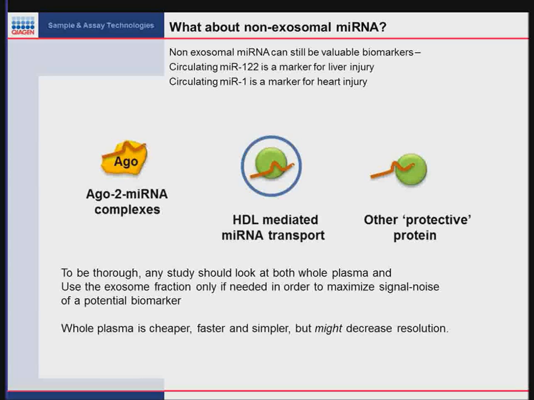So to be thorough, any study that you undertake should look at both whole plasma and also use the exosome fraction. And you may not end up using just the exosome fraction for a biomarker because whole plasma is cheaper, faster, and simpler. And we are developing an isolation kit in collaboration with Exosome Diagnostics that lets you collect both the exosome fraction and the non-exosome fraction of serum or plasma, which will let you decide, essentially, where you get the best signal-to-noise ratio for the biomarker that you're working on.